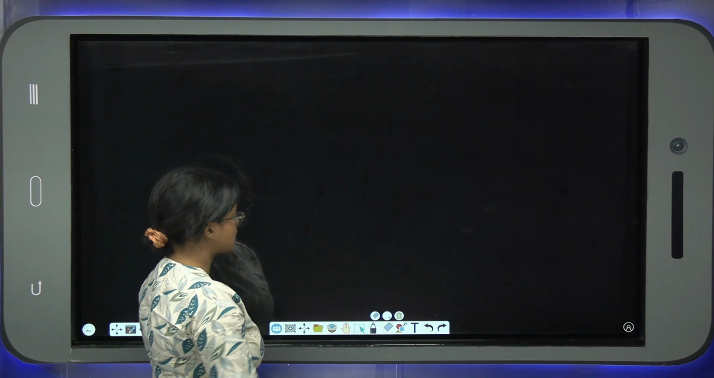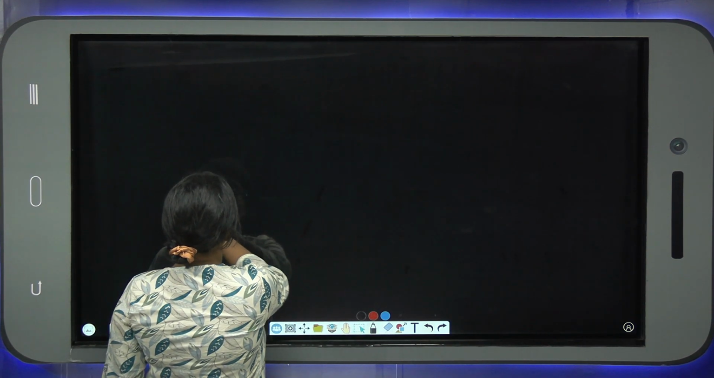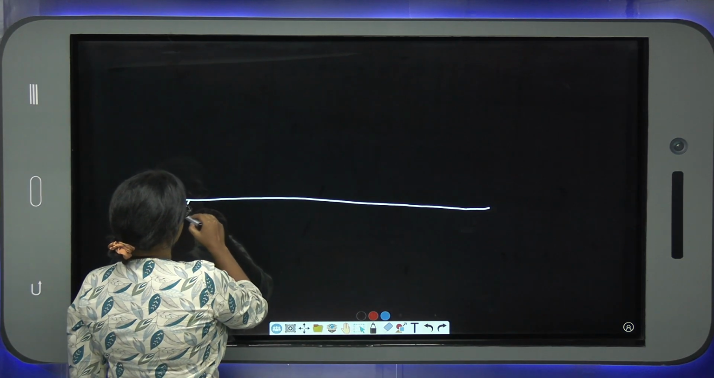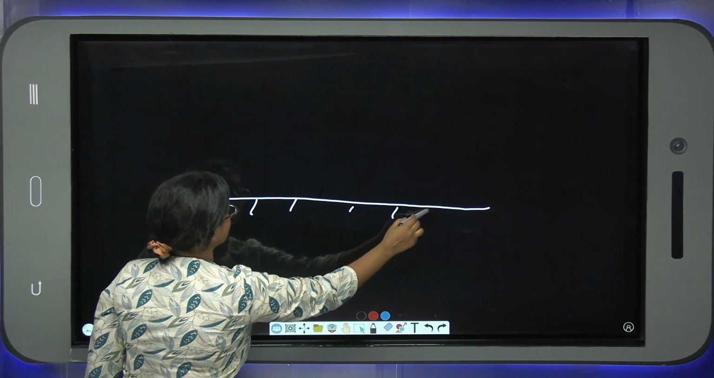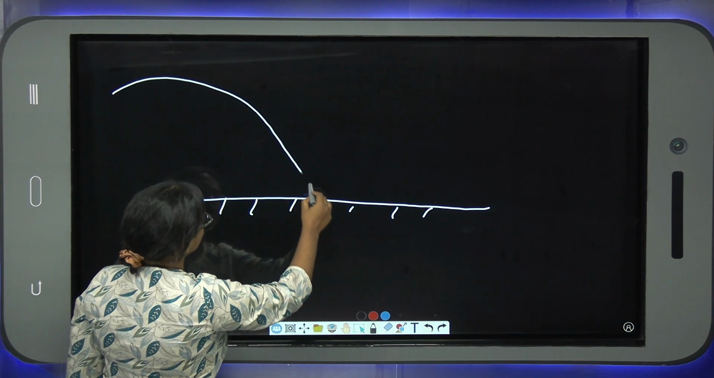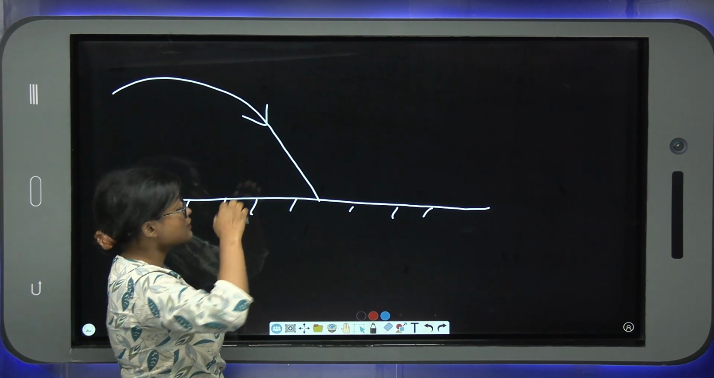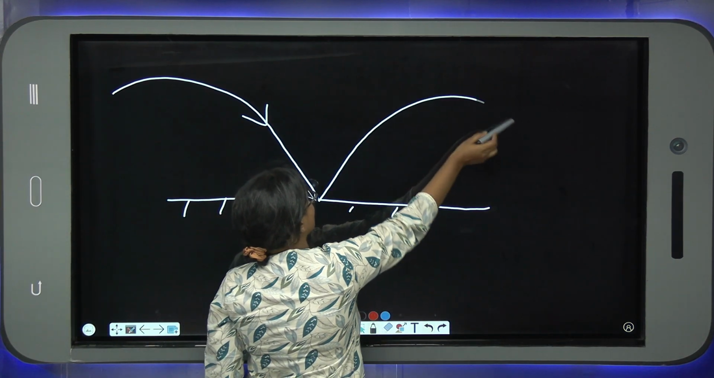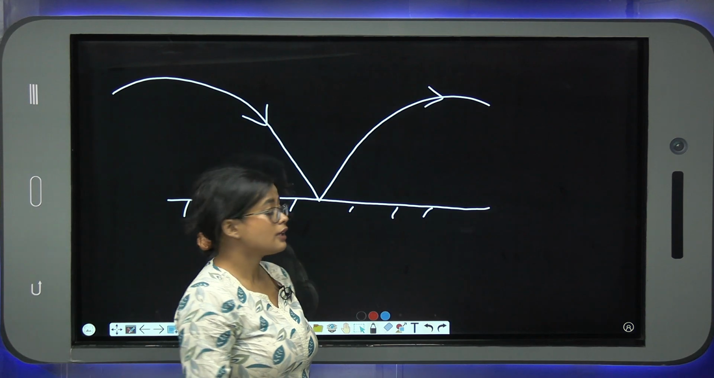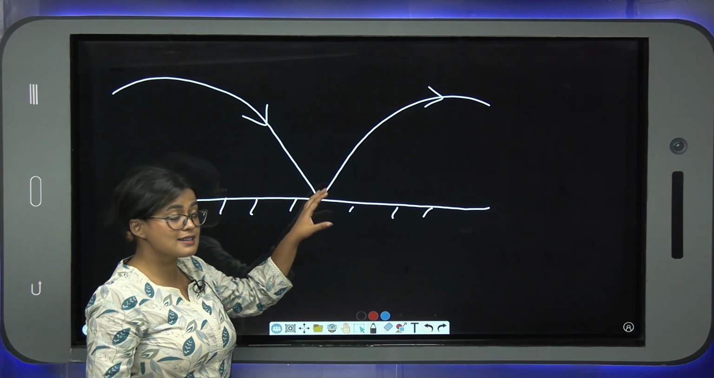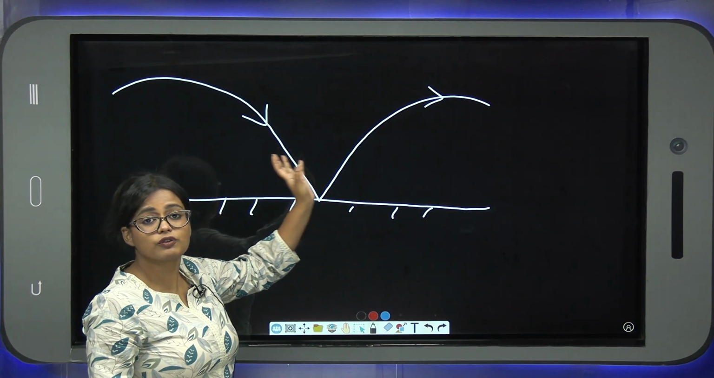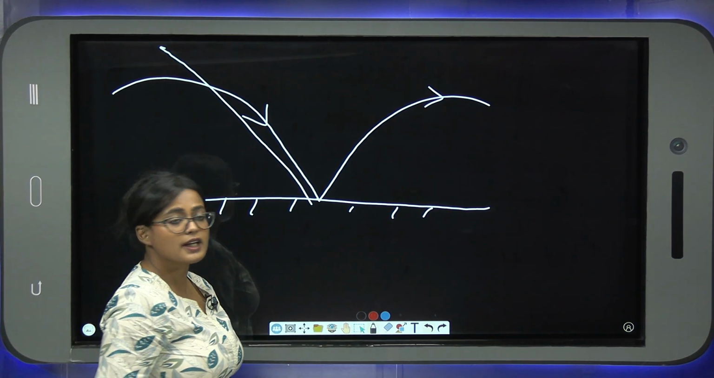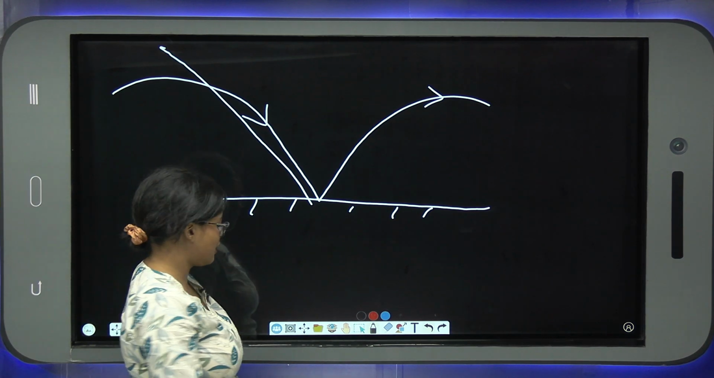Imagine a cricket pitch. Here, this is a cricket pitch. When the bowler bowls, the ball will first hit the ground and then will go straight to the batsman, right? So, this is the path a light also follows, just light travels in a straight line rather than this curved path.